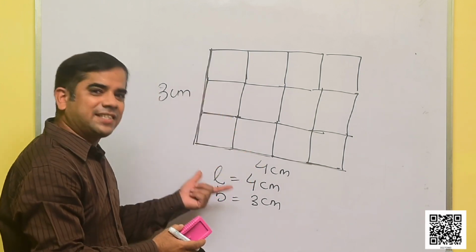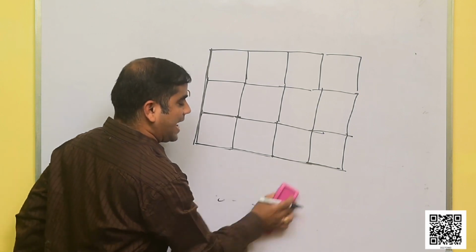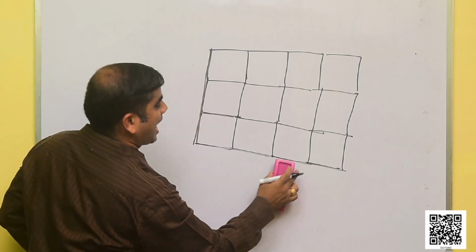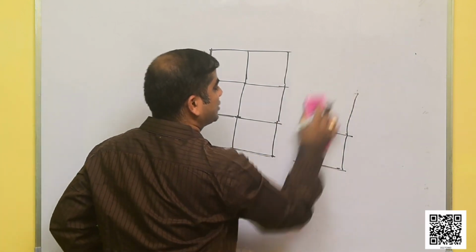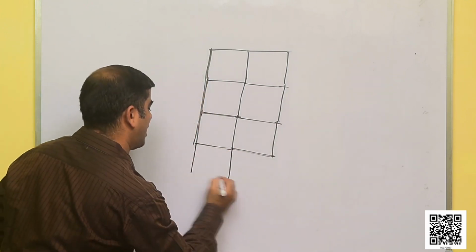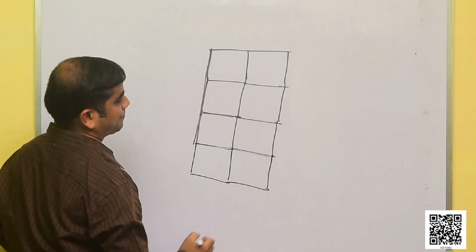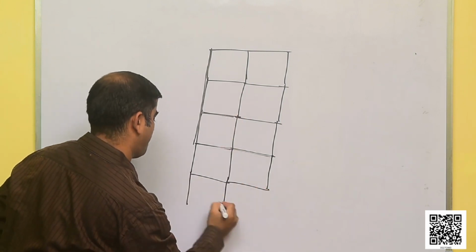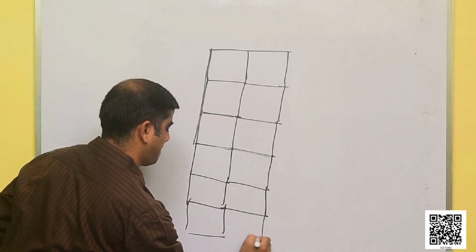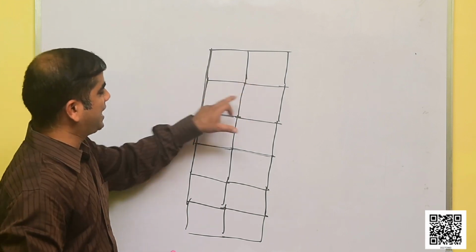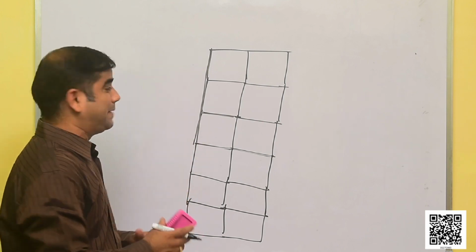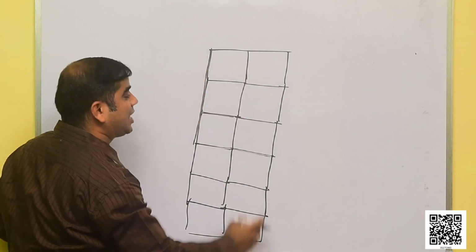If I change the position of the squares, I can still have 12 squares creating a rectangle. Now look at this picture. I am just removing these squares and drawing some more squares down below. See, 1, 2, 3, 4, 5, 6, 7, 8, 9, 10, 11, 12. Still it's a rectangle because its opposite sides are equal to each other.